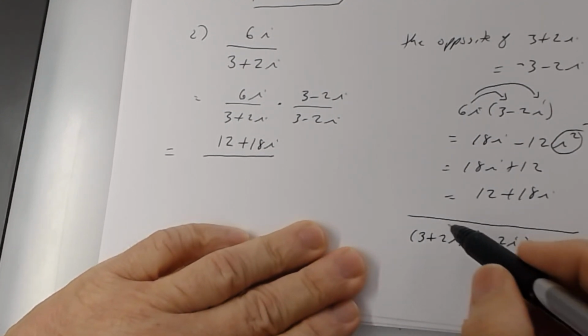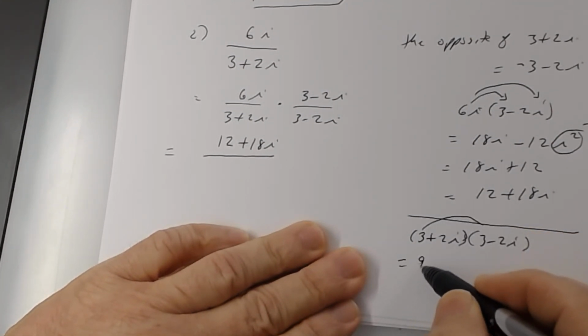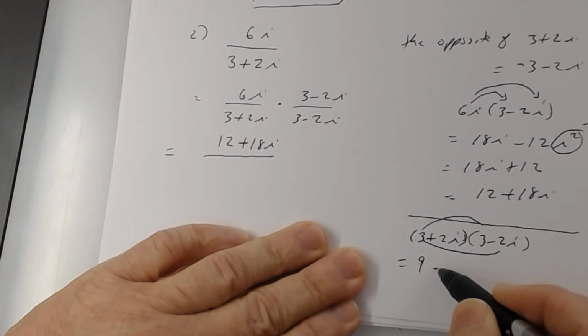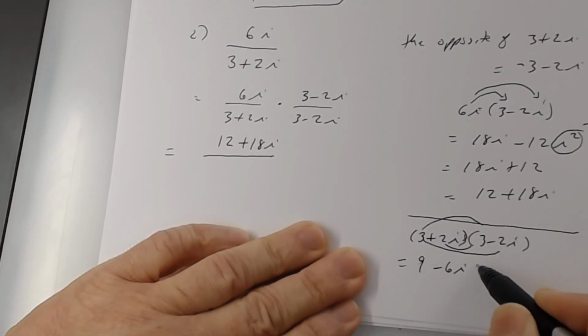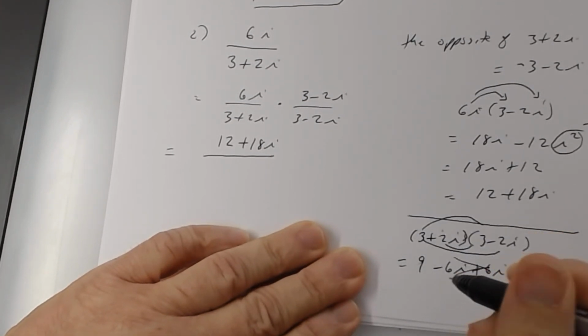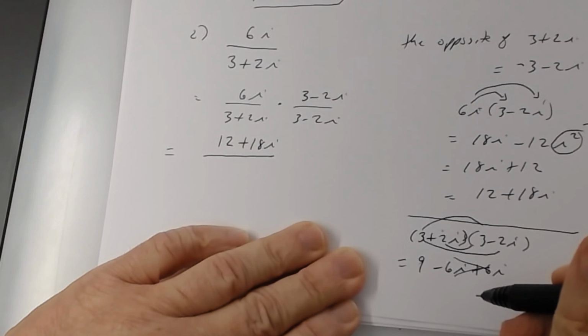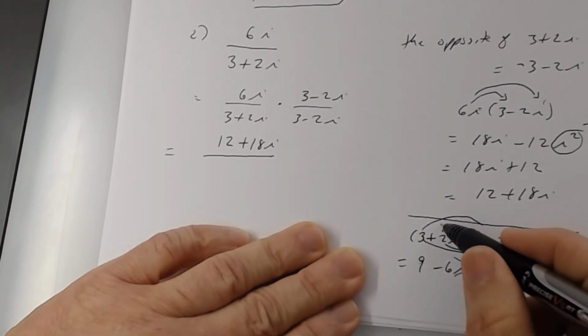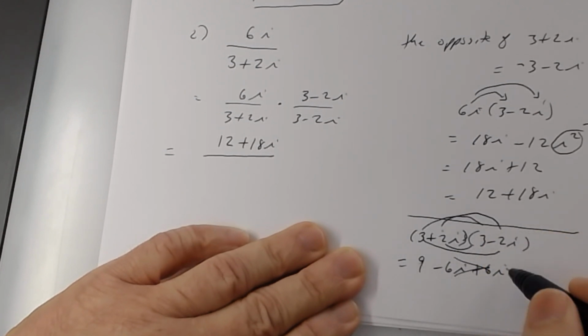What's the first? 9. What's the outer? 6i. What's the inner? What do you notice? What's supposed to happen? It's supposed to cancel out. And why are they supposed to cancel out? Because they are both conjugates. What is a positive 2i times a negative 2i? Negative 4i squared. And what else must I remember? I squared is negative 1.